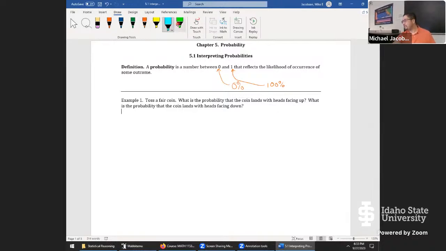When it says land with heads facing up, we often like to associate a symbol to that so that we're not always writing so much when we go to deal with the equations. So we're just going to call that H. H for you tossed a coin, that was our random experiment, and we got heads. When it says what is the probability the coin lands with heads facing down, let's give that a new symbol. We'll say that that's the event that T occurs. T for tail. If heads is facing down, you've got tails facing up.